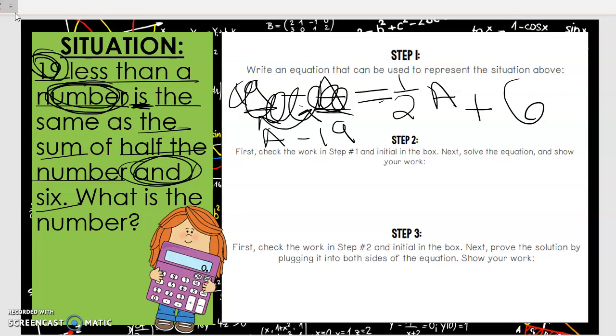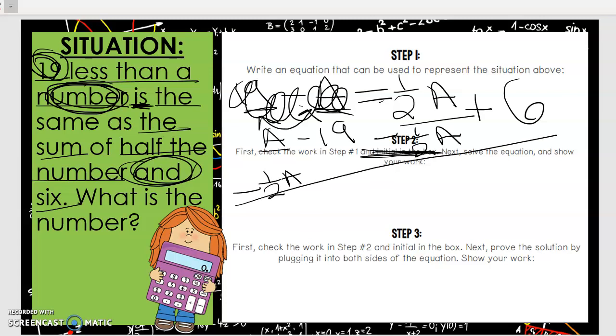Step 2 says first check the work in step 1 and initial the box. Next, solve the equation and show your work. We don't have to initial the box, so ignore that. Solve the equation and show your work. So first things first, I need to get my A's on one side. So I have one A and then I have half A on the other side, 1/2 times A. I think I'm going to take the 1/2 and get rid of it on that side. So what I do to one side, to the other, do the same.